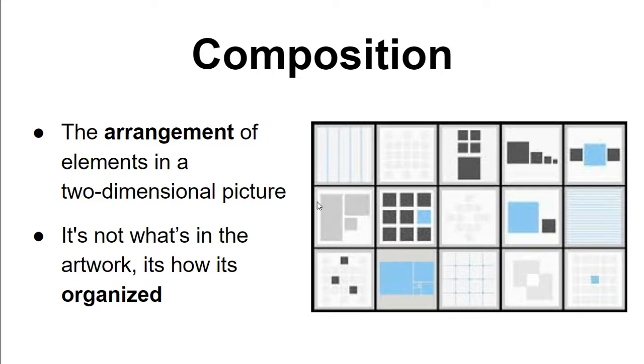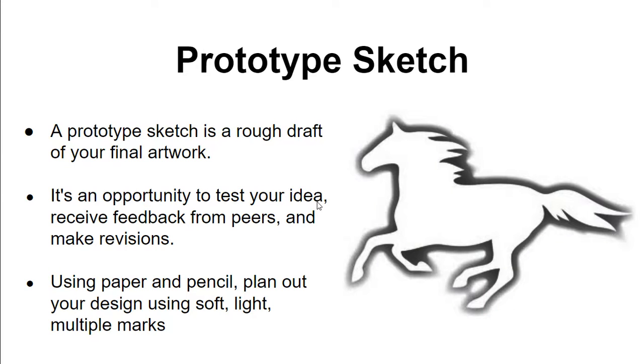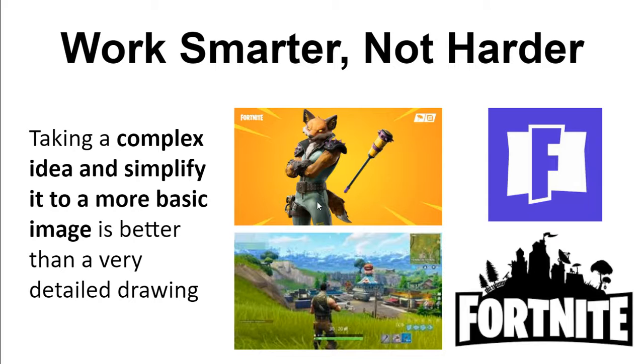We're going to be also looking at the term composition. Composition is the arrangement of elements in a two-dimensional picture. It's not what's in the artwork, it's how it's organized. And then we're going to be talking and defining what a prototype sketch is. As you're working on your prototype sketch, I'm going to be talking about how to work smarter, not harder.